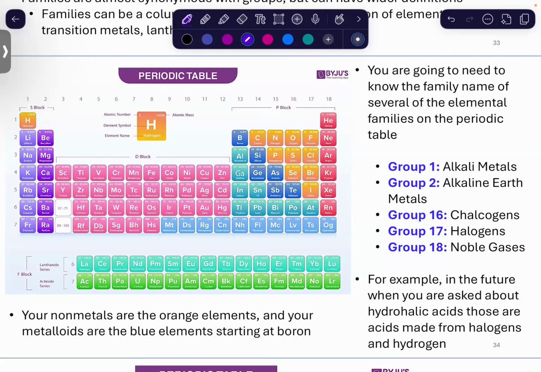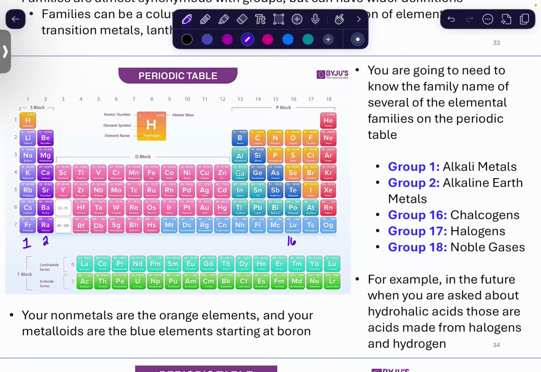So your families, for example, your group 1, that's your first column. Those are your alkali metals. Group 2, those are your alkaline earth metals. We're going to jump over to group 16.